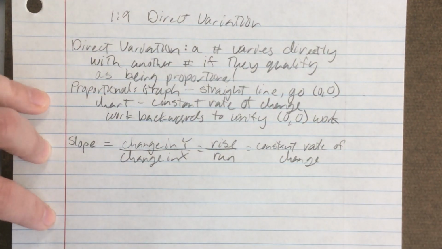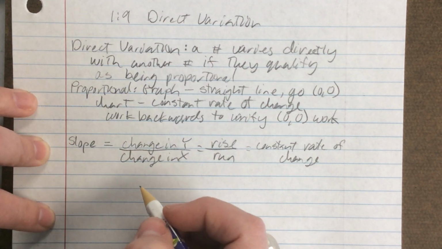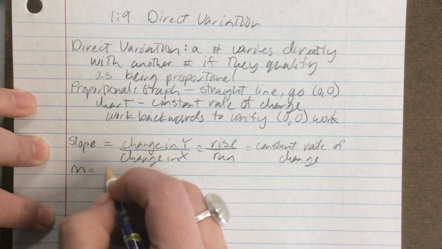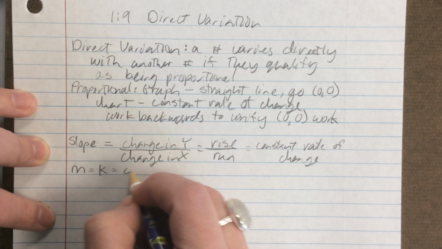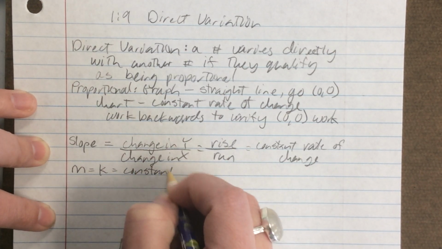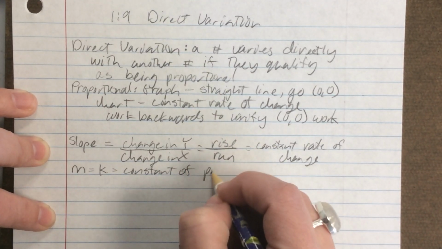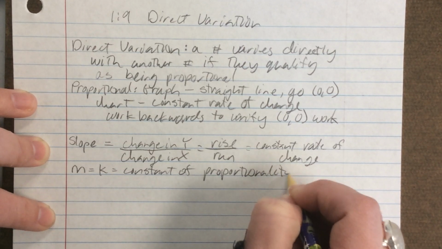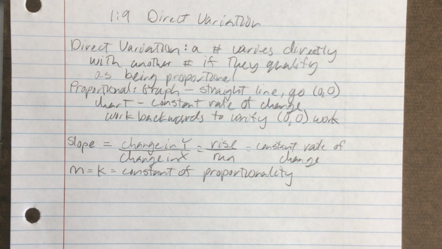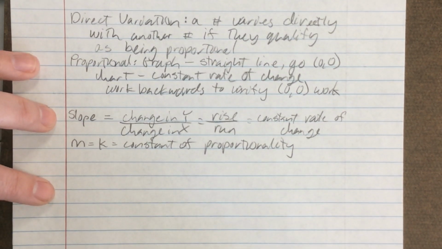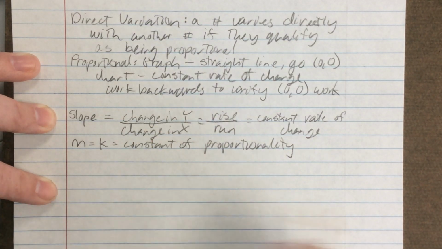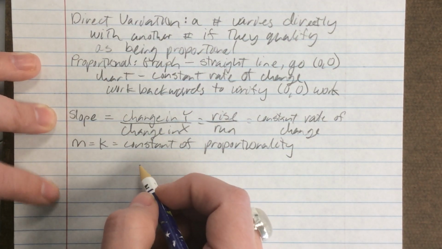Okay, and then starting today, instead of calling it slope, for today we're going to call it K, which is the constant of proportionality. Because I have no idea why. This is a place where the book and I don't necessarily agree. But here we are. So again, it's all kind of different names for the very same thing.